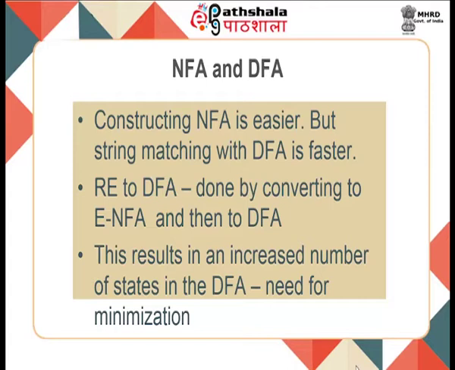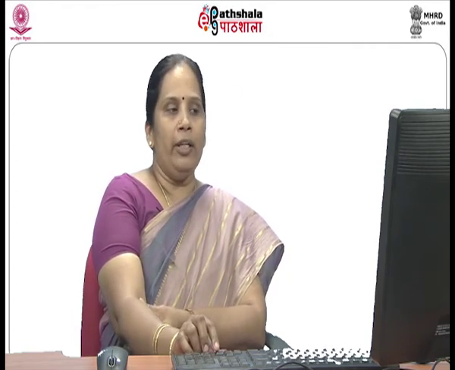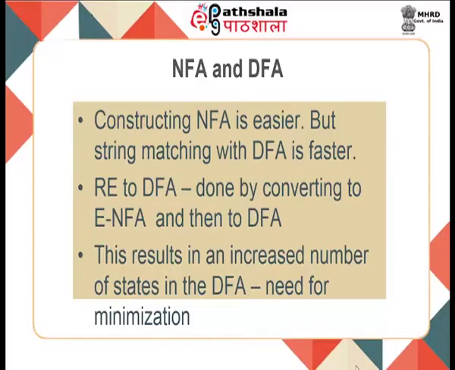So, what we are going to do here is use the best of both worlds, where we first construct a non-deterministic finite automata, and then we convert that to a deterministic finite automata and make string matching faster. We have already done one part of it, where we converted the regular expression to an epsilon NFA, ENFA, and now we are going to convert an epsilon NFA to DFA. But the drawback of this approach is that it results in an increased number of states in the DFA. Therefore, the number of states of the DFA needs to be minimized.